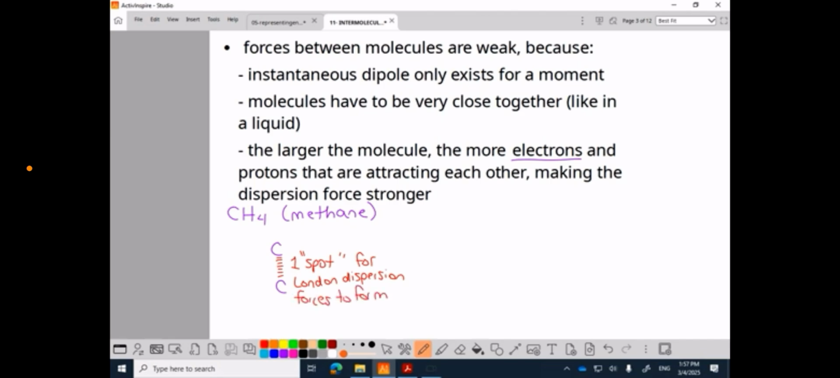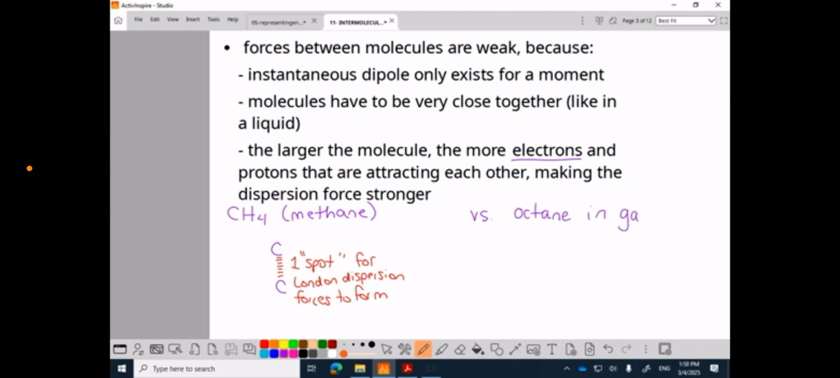So even within London dispersion forces, there is a difference in the strength as well. Do we have to worry exactly where this spot for London dispersion forces to form is? No, we are using this red dotted line as a model. They don't really look like this.